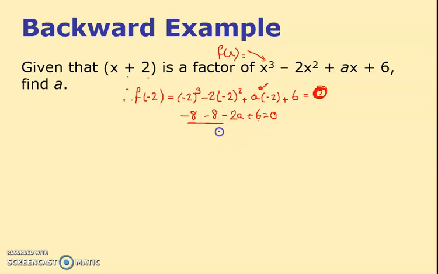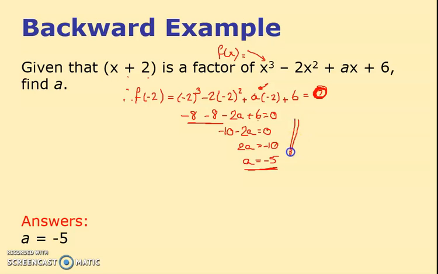So this is minus 16, plus 6, I reckon, is minus 10. Minus 2a equals 0. I reckon 2a therefore is minus 10, and I reckon a is minus 5. Just solving that equation has got me the answer. Well, it worked. You've got to get good at solving those equations.